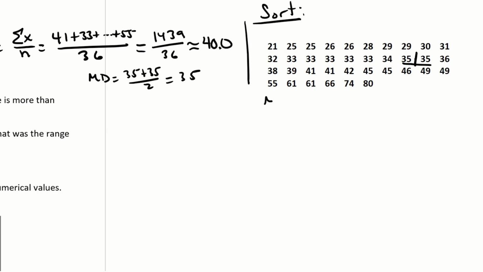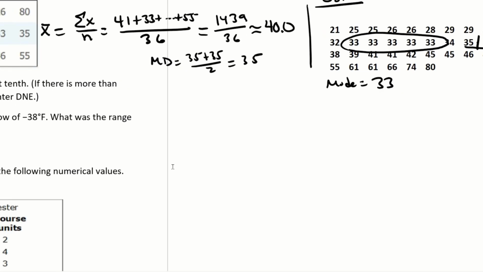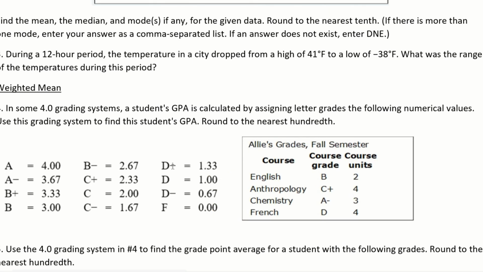Okay, and then look out for the mode here. Now the mode, there are quite a few numbers here, 2, 4, 5, so there's 5 33s, so the mode is going to be 33 here.